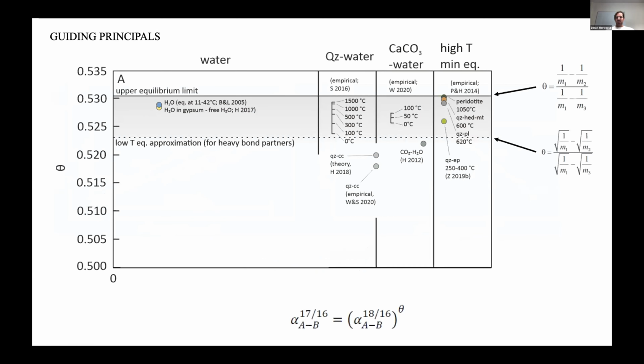In my paper, I plotted some of the theta values for different processes, starting with equilibrium. Up here we have the upper equilibrium limit at 0.5305 by this formula, and we have a formula for the lower temperature approximation limit, which is not really strict. We see that theta values increase for empirical data with increasing temperature, but we also see some equilibrium theta values that are below this low temperature approximation.